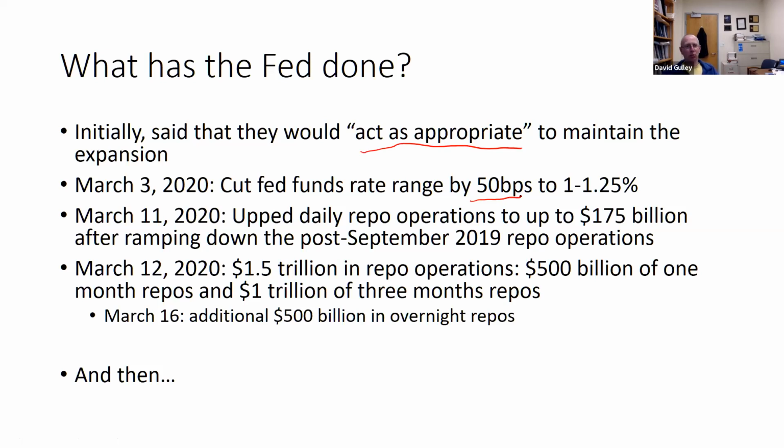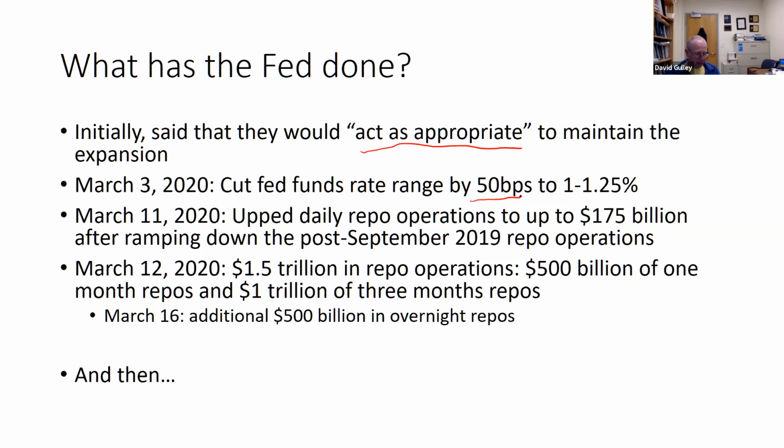And so financial markets then were wondering, are they going to do anything else? And of course they did. On March 11th, which again seems like a long time ago right now, they upped their daily repo operations up to $175 billion per day. In repo operations, we have another video on this, the January update that discusses repo operations in more detail. It's effectively short-term loans that the Fed provides to financial markets using treasuries as collateral. And they did this after they started ramping down those operations after the September 2019 issues in short-term funding markets.